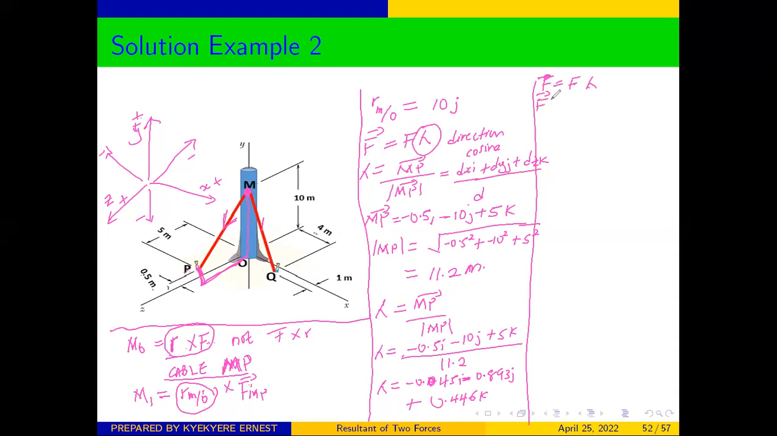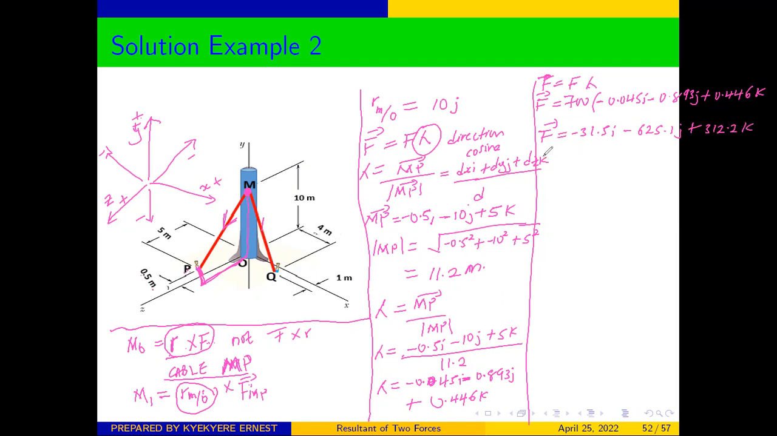So our force in the vector form therefore will be equal to, we are told that the force in MP is 700. So this is going to be 700 times lambda, which is negative 0.045I minus 0.893J plus 0.446K. Then from here, our F in the vector form is going to be negative 31.5I minus 625.1J plus 312.2K. So we have gotten our force in the vector form.